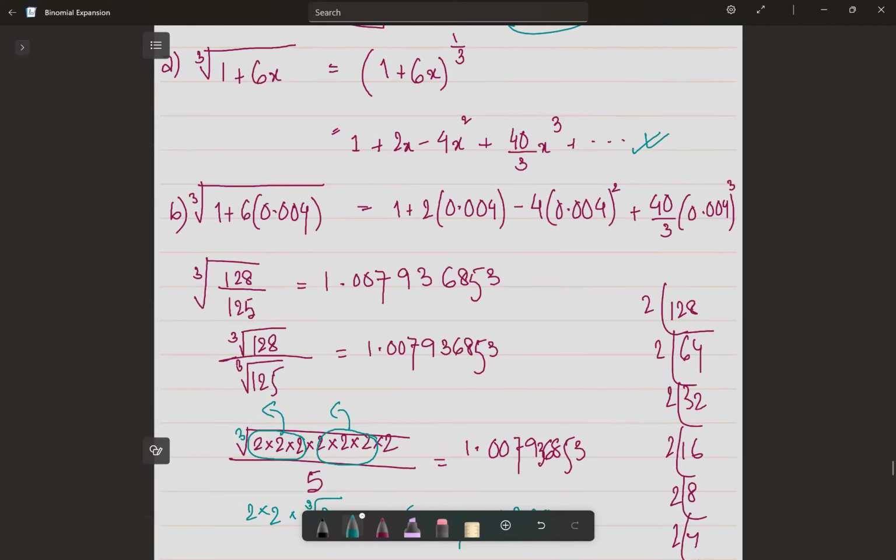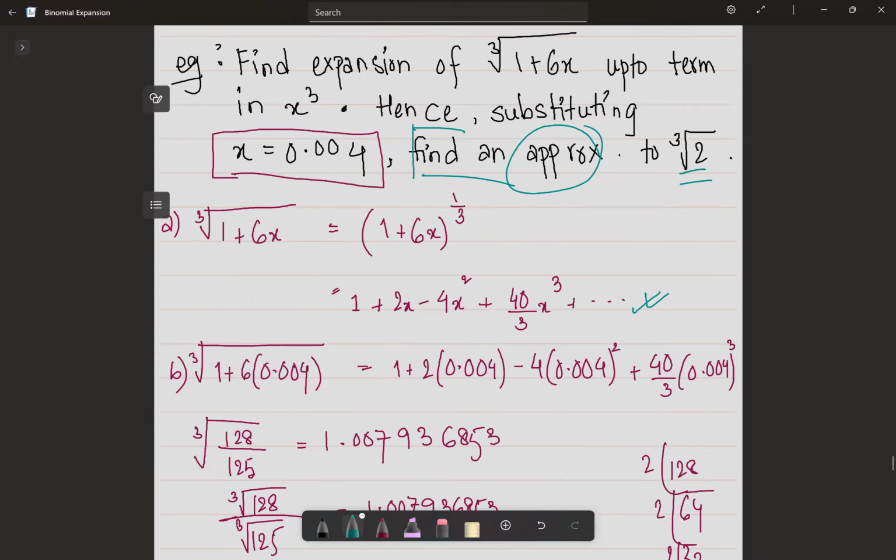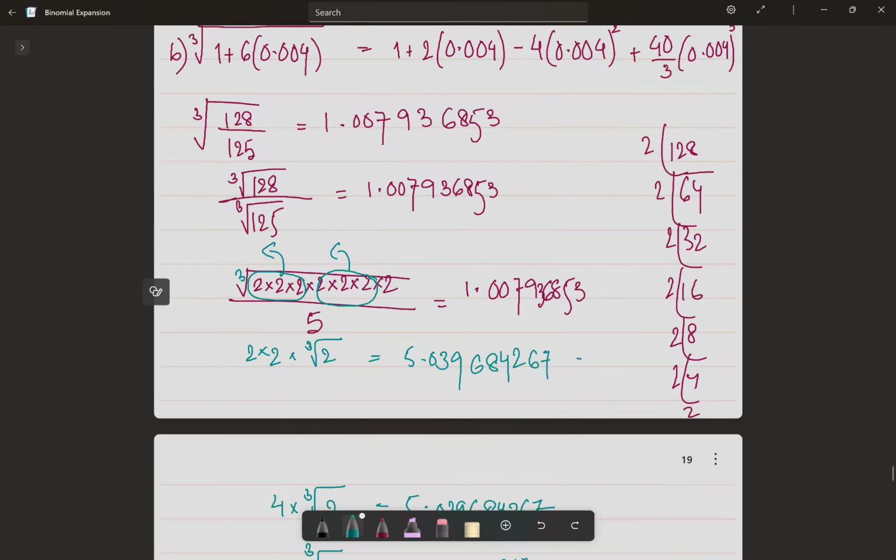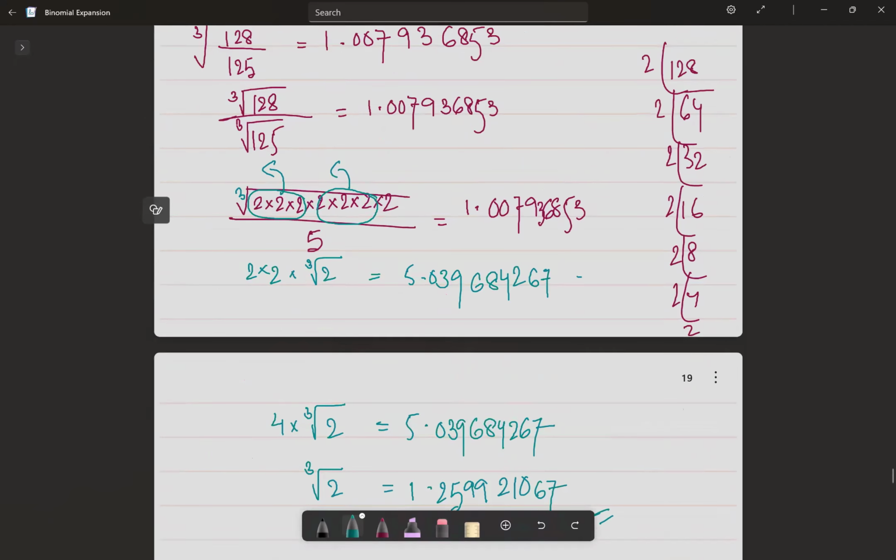From there, we got cube root of 5 in here, cube root of 125 as 5, and then we simplified cube root of 128. Afterwards, we saw that in the next part of the question, we were asked to find an approximation to cube root of 2. So in order to find an approximation to cube root of 2, we kept cube root of 2 on one side and took everything else to the other side. And while doing so, we reached our final answer, the final estimate that was asked in the question.